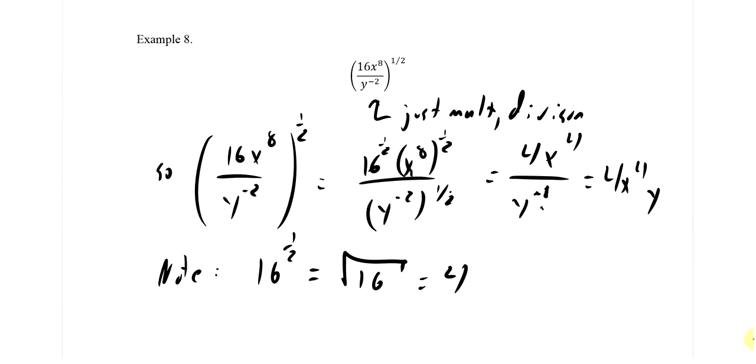Okay, so again, if it's just multiplication and division inside of the parentheses, you can just distribute the power to each term, the 16, the x to the 8th, the y to the minus 2, and then simplify from there.